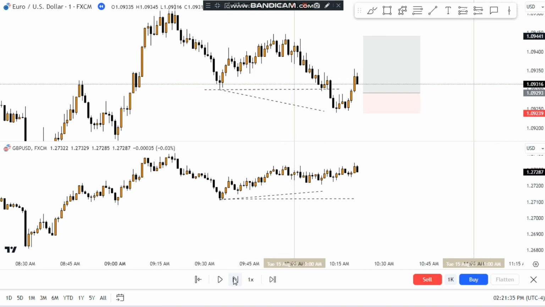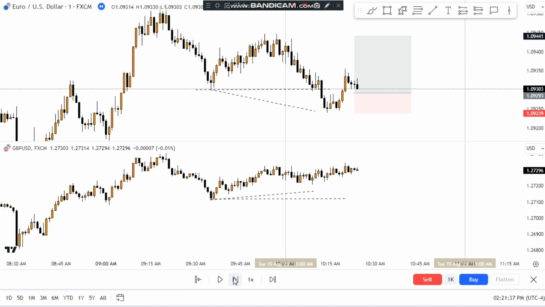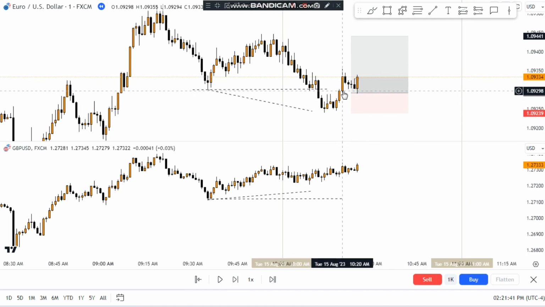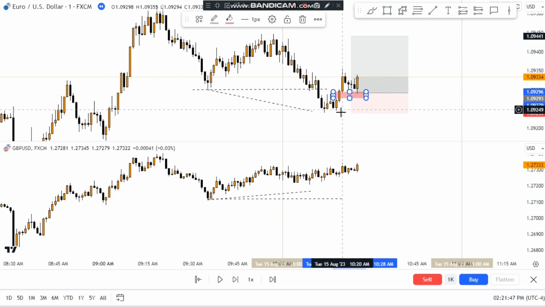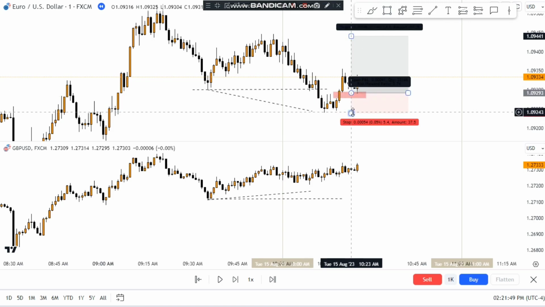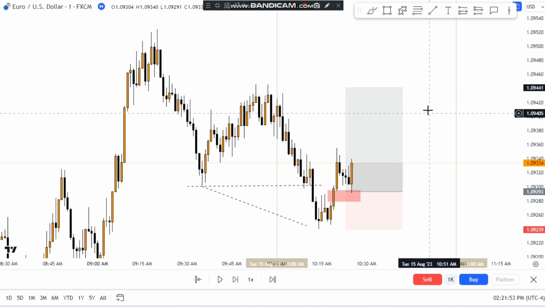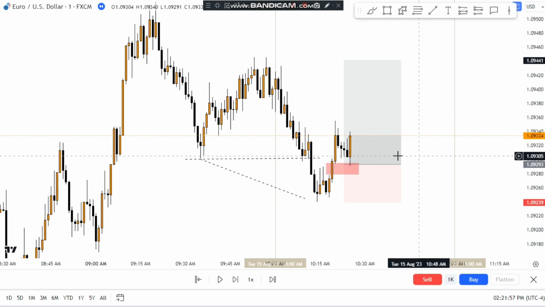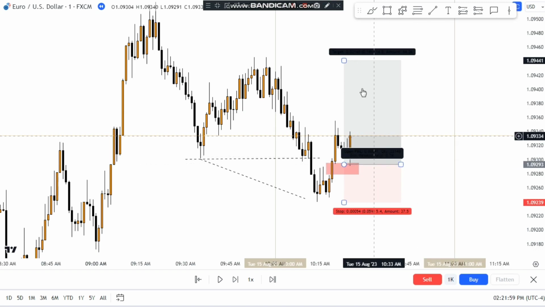So let me forward it a bit. So you can see the orders got filled in this fair value gap. As we look for these fair value gaps in the silver bullet strategy, this was the fair value gap on 1 minute and my stop loss was around here. Now you guys know that we target 15 pips, so my target was 15 pips from around this area.